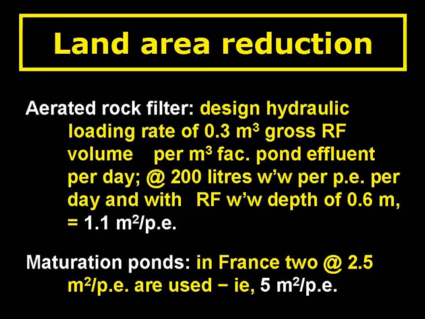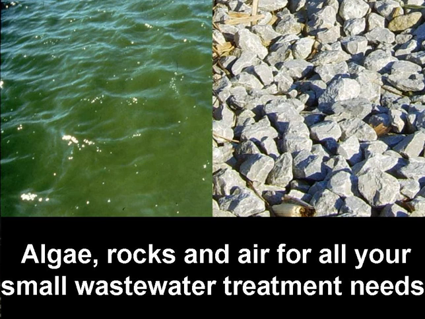So rock filters can successfully replace maturation ponds, and this leads to a significant saving in land area requirements, just over 1 square metre per person for a rock filter, whether aerated or not, and this compares more than favourably with the 5 square metres per person for maturation ponds in France. So you can treat the wastewater from small rural communities here in the UK or elsewhere, for example in Europe or New Zealand, with just algae, rocks and, if you have to remove ammonia, with air.